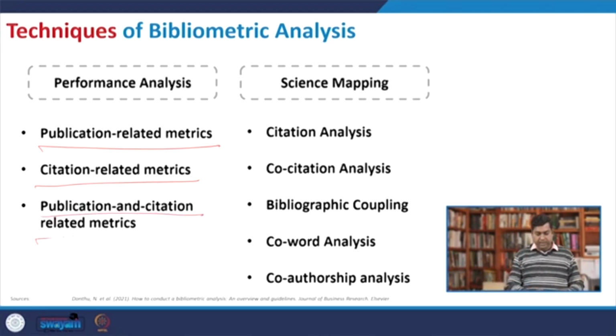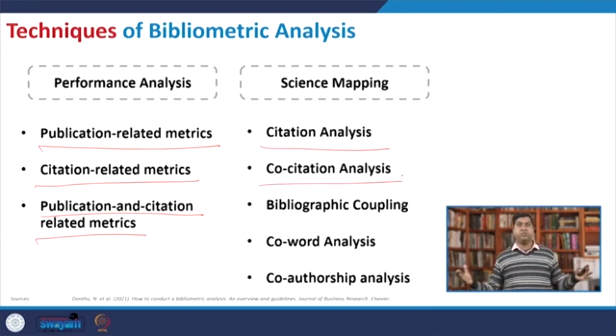Then we have publication and citation related metrics. In science mapping we have citation analysis, where we further try to identify the relations. Then co-citation: say there is a paper published on a topic X, and A, B, C, D are four other papers citing that paper X. In that case we try to identify the relationship. That is called co-citation analysis. This way you can also identify the gap or the emerging trend, that this is probably the trend of doing the research.